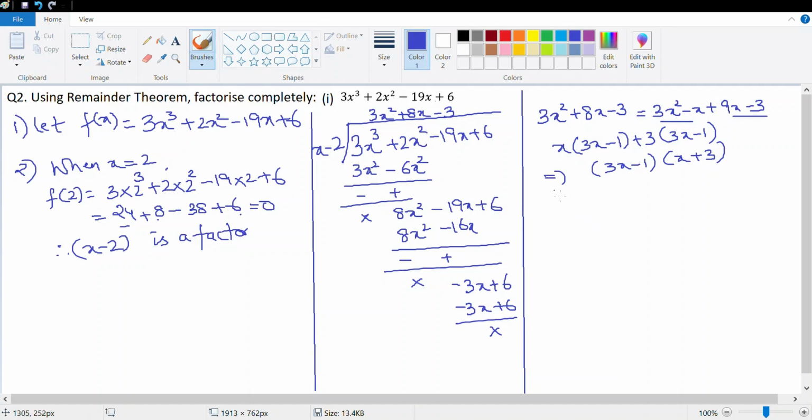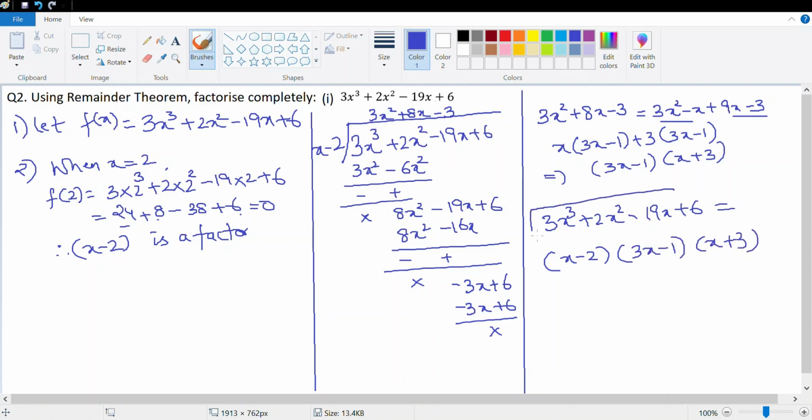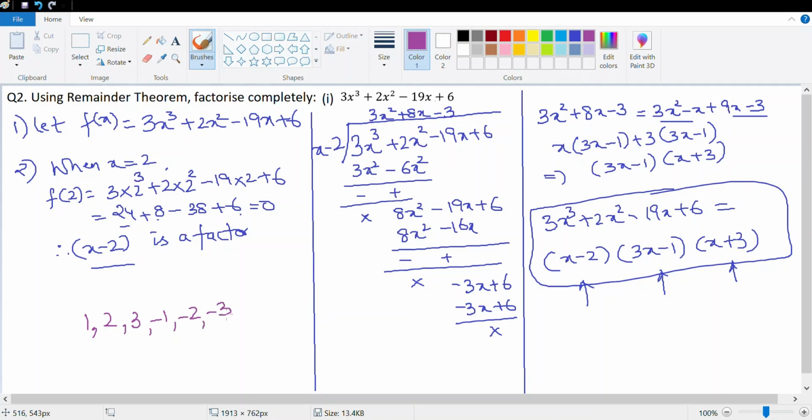Let's write our final answer in the form that they want, which is 3x cubed plus 2x squared minus 19x plus 6 would be equal to, we figured out 3 factors. The first factor we figured out was x minus 2, and then 3x minus 1, and then x plus 3. Perfect. That's our final answer. We factorized the given expression completely. First step, we did a hit and trial method. Let me remind you, the only numbers that you should take as value of x when you're doing hit and trial should be 1, 2, 3, negative 1, negative 2, negative 3. So your syllabus this year basically has hit and trial for only these 6 numbers.